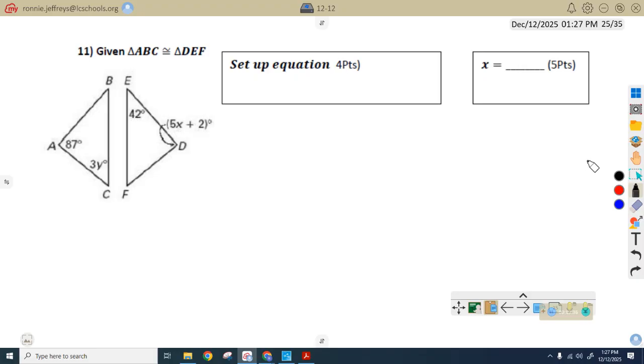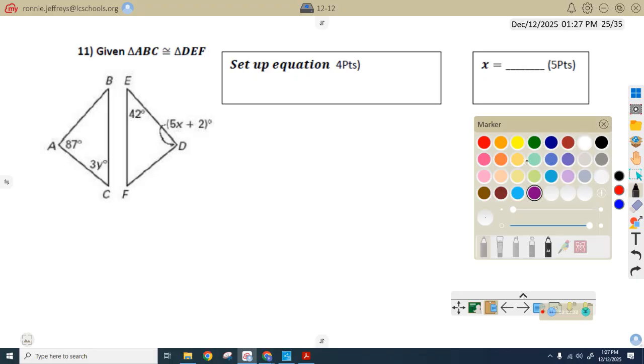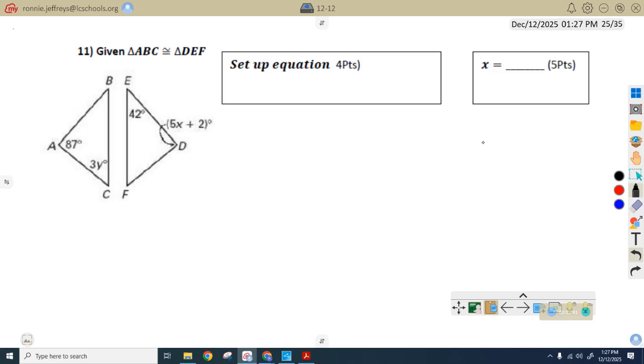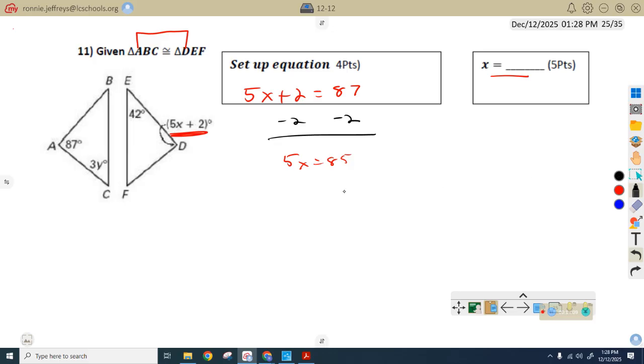Number 11. You're going to have a problem like this. Not necessarily this one, but like this. You need to set up the equation. I'm asking for x, so I know I'm going to have this. I wonder which angle corresponds to D. Well, that would be A, if you look at the congruent statement. All right.